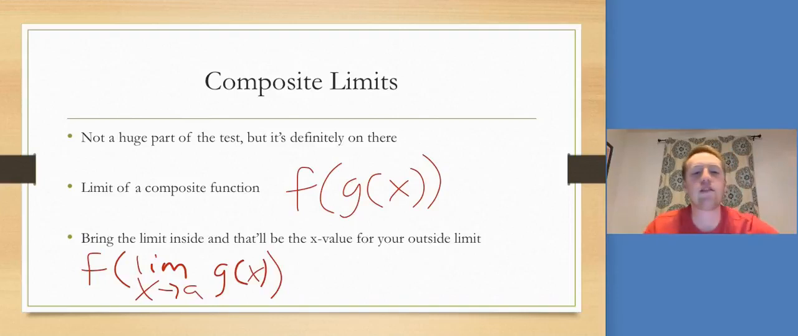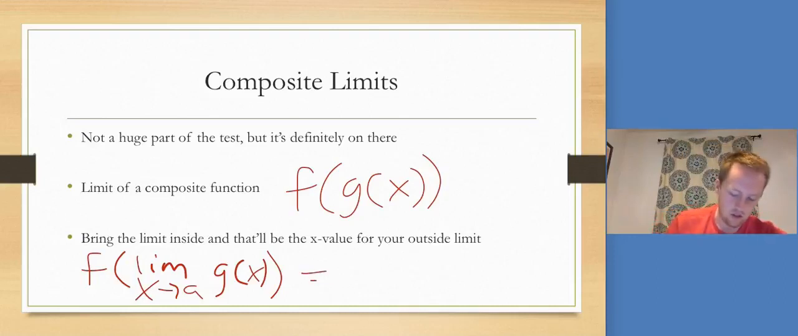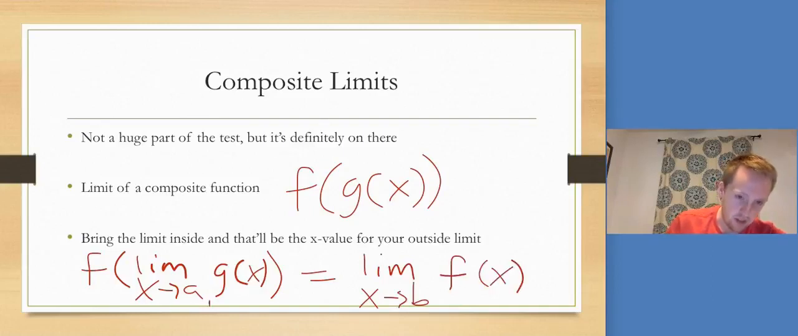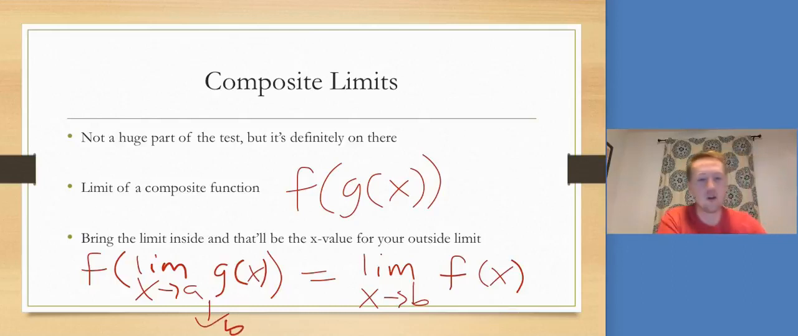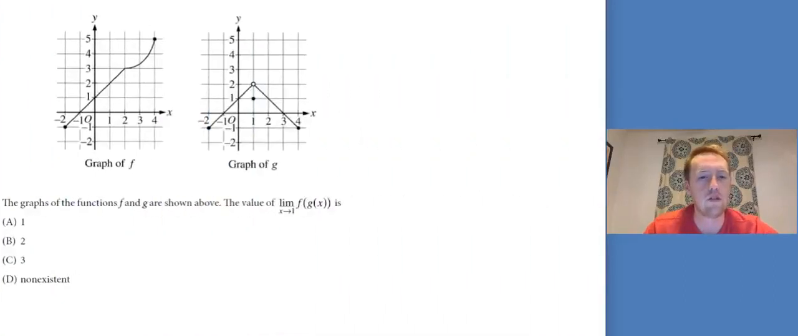And let's say that the limit as x goes to a for g of x is, I don't know, b. Then this will be the limit as x goes to b for just f of x. So if this limit here is just b, then that turns our limit into the limit as x goes to b for just f of x. A little strange, but not too terrible. So this one's got a good example of it.